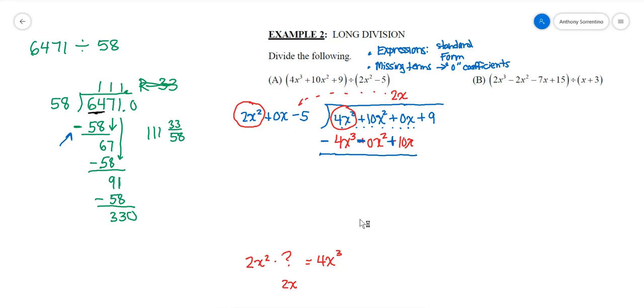4x cubed minus 4x cubed cancels. The first terms should cancel if you're doing this right. If other terms cancel as well, great. If they don't, that's okay. 10x squared minus 0x squared is 10x squared. 0x plus 10x is 10x. And then I bring down the next term like I had done with the other division, with the numbers. So I'm going to bring down the plus 9.